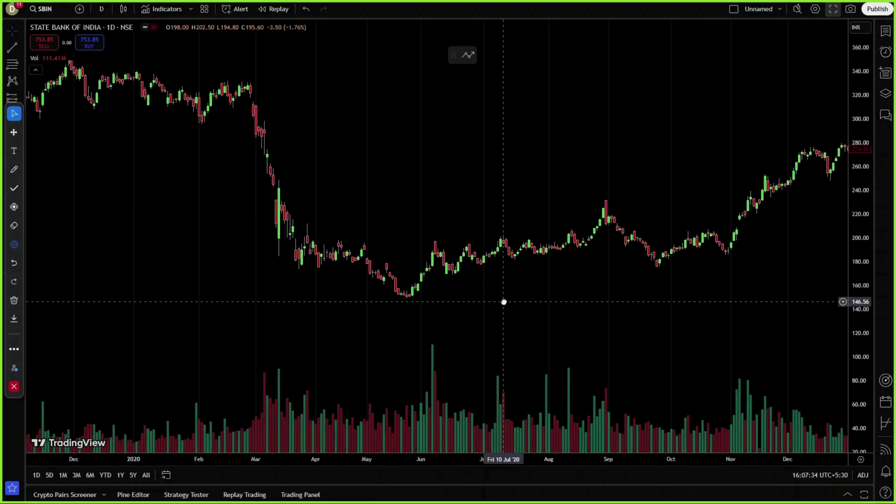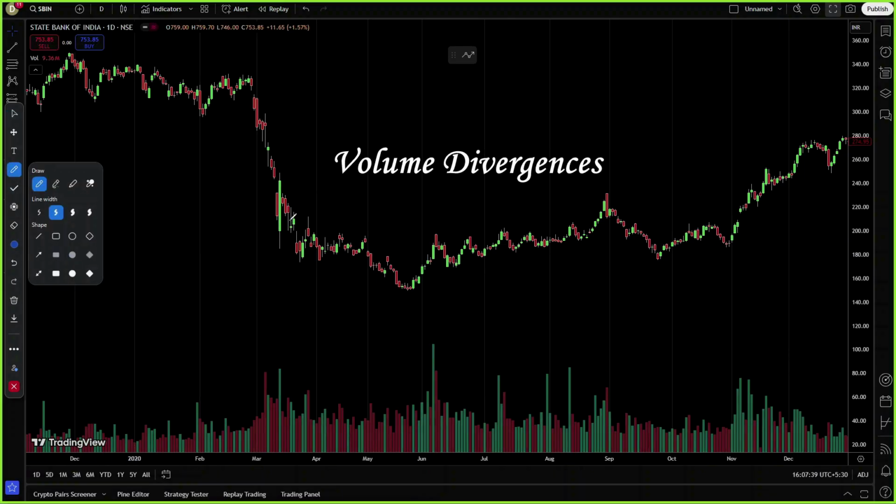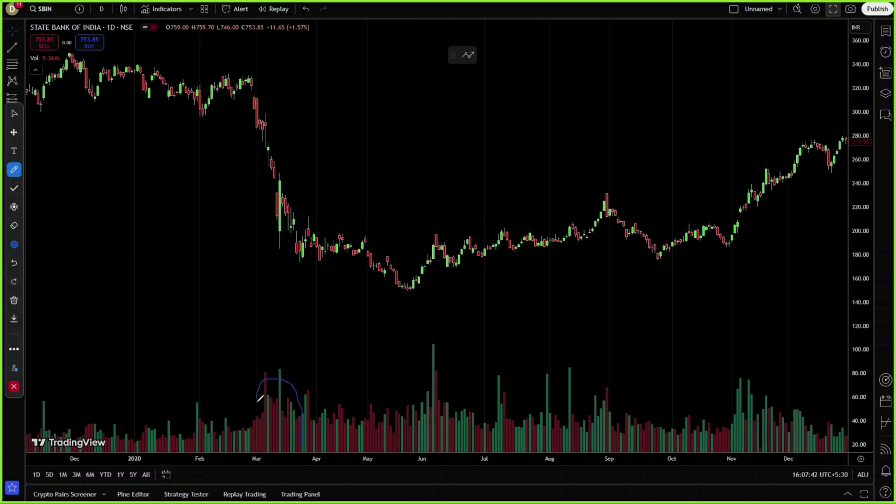One more thing you can observe is volume divergences. Focus on this area, the same example, SBI, State Bank of India. Here there is a good amount of red volume, indicating prices are making lower lows and big players are exiting. But at the same time, focus on this area. Though the prices are making lower lows around here, volumes have not significantly increased when you compare to these volumes. So this indicates some kind of divergence. As per volume spread analysis, volumes also have to increase. If they are decreasing, there is some kind of divergence. So there is a good possibility prices might turn around at some point.